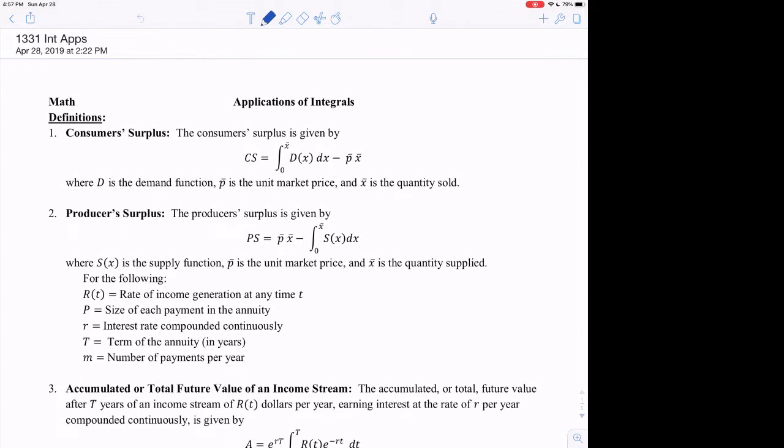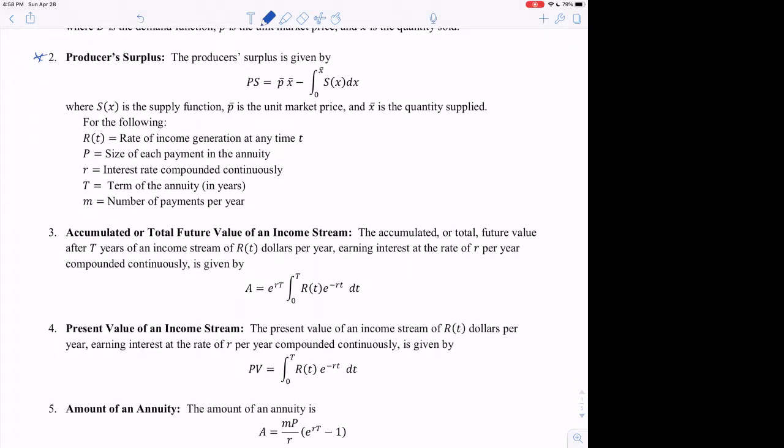This is application of integrals. So this is going to be more business applications, but more specifically formulas. These formulas will be given. So you will have a formula sheet. So formulas given. All right. So all the ones that have asterisks will be given.